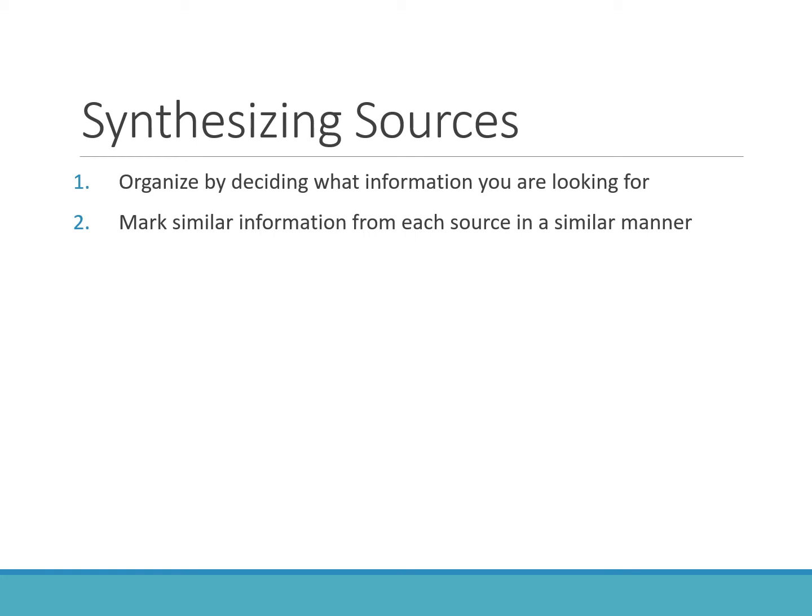Well, I've got some pretty clear sections of my paper that are going to support my argument that parents impact academic achievement. So I might go back through my articles and figure out which ones talk about attachment, which ones talk about environment, which ones talk about genetic influences, and identify those. Marking similar information from each source in a similar manner as you take notes, or after you take notes, can make this process easier.